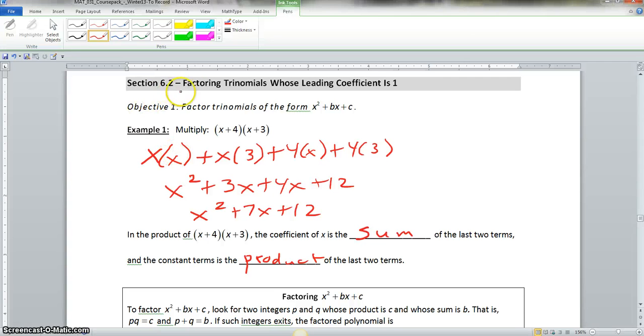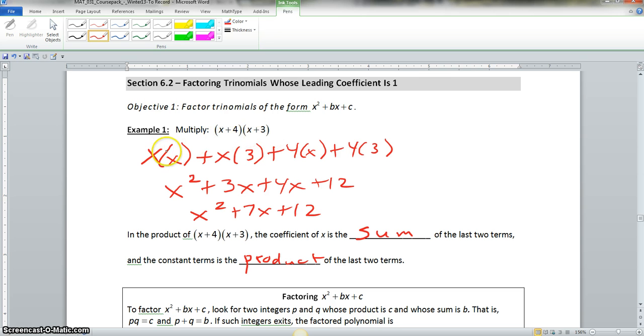Okay, class, we're starting section 6.2, factoring trinomials whose leading coefficient is 1. Objective 1: factor trinomials of the form x squared plus bx plus c. Now we want to multiply. We're going to multiply this binomial times this binomial.